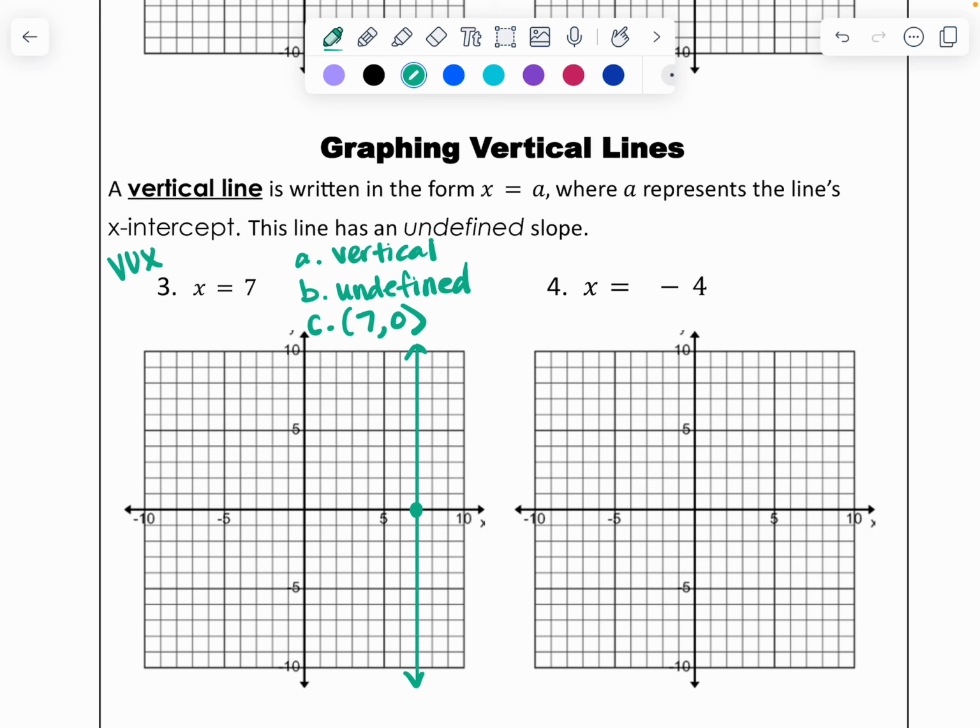Number 4, x equals -4. So again, that x equals tells me this is a vertical line with an undefined slope. And it crosses the x-axis at (-4, 0). So -4 is here on the x-axis, and I can draw the line.